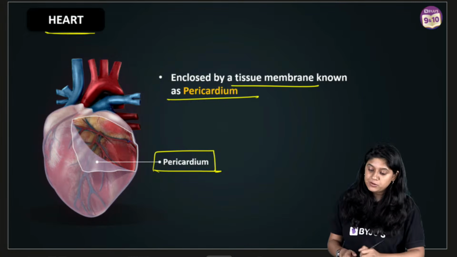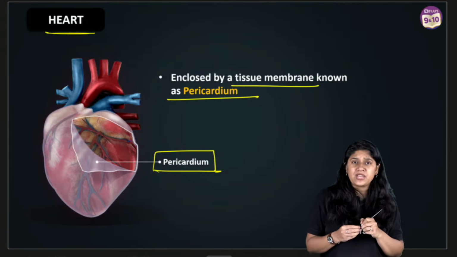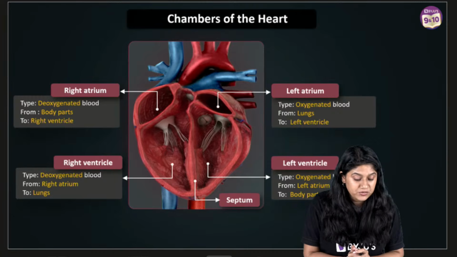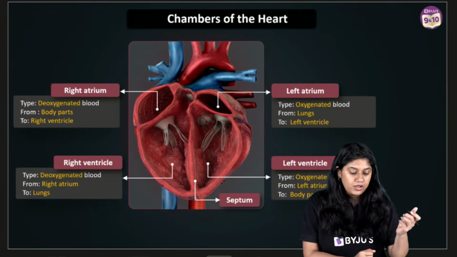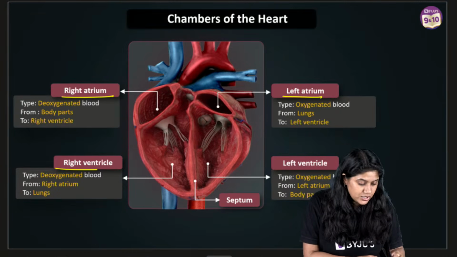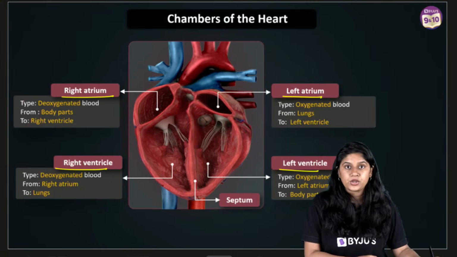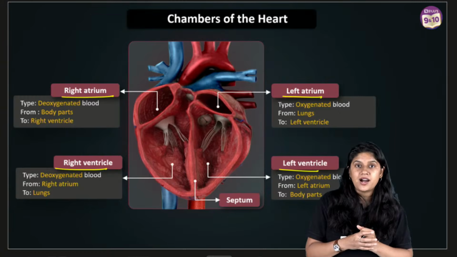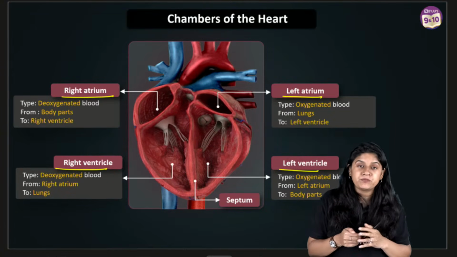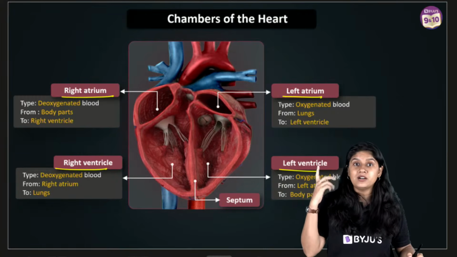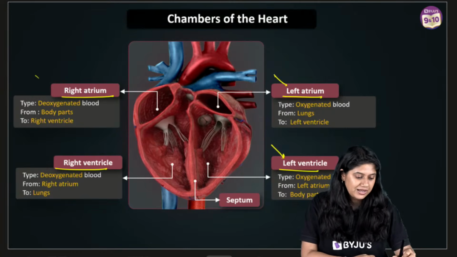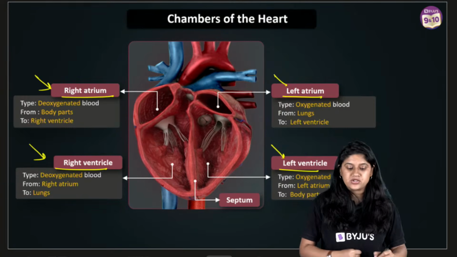Now let's talk about the chambers of the heart, right? How many chambers do we have in our heart? We have 4 chambers in our heart. This is very important, everyone. We have right atrium, left atrium, right ventricle and left ventricle. Because of these 4 chambers, there's a clear differentiation. We don't have a mixing of the blood.